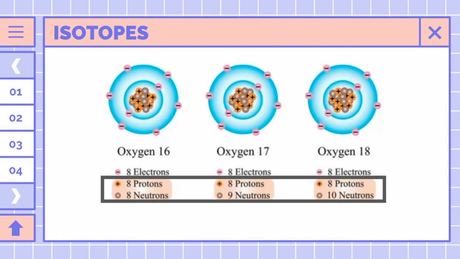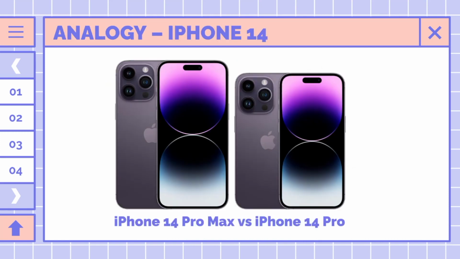So now you have a brief understanding of isotopes, but how does my previous analogy of the iPhone 14 models connect? Well, both the Pro and the Pro Max are the iPhone 14, just like in the two isotopes, they are the same element. But they both have their own features, like a smaller screen or a longer battery life, which sets them apart.